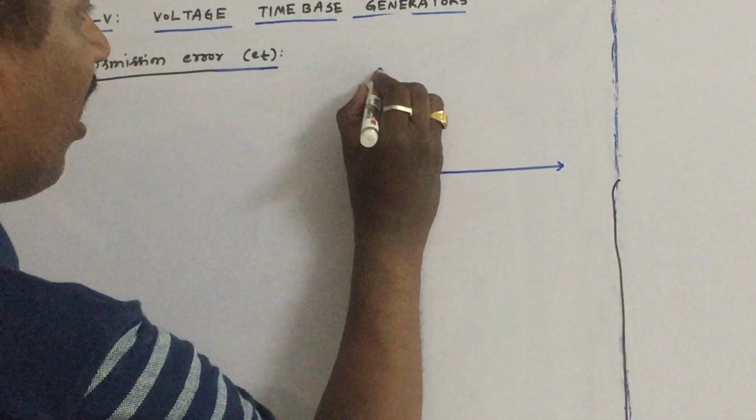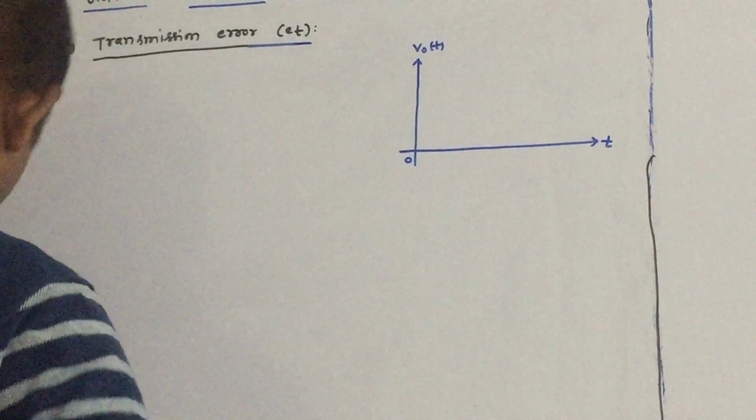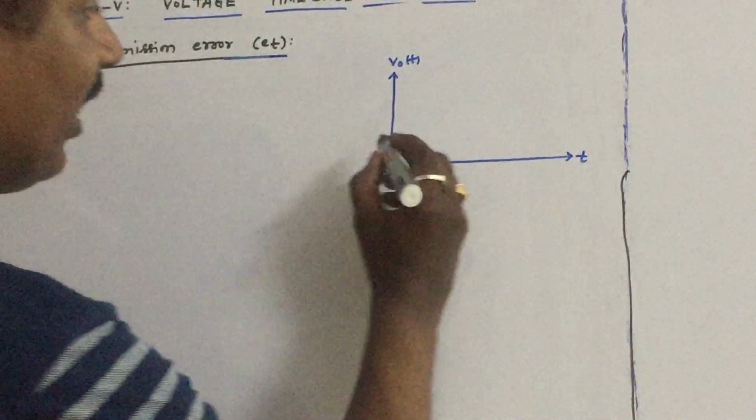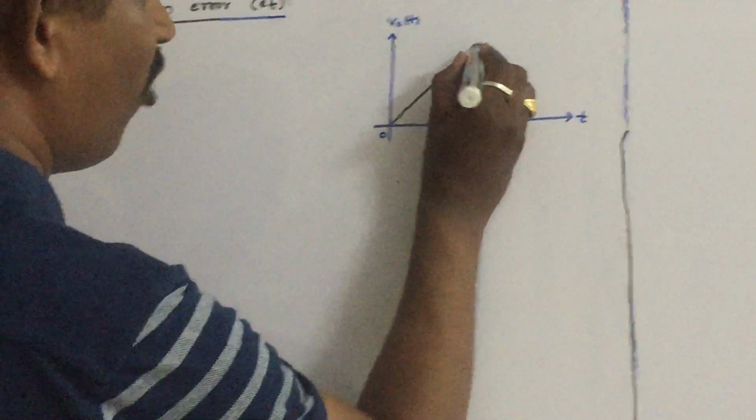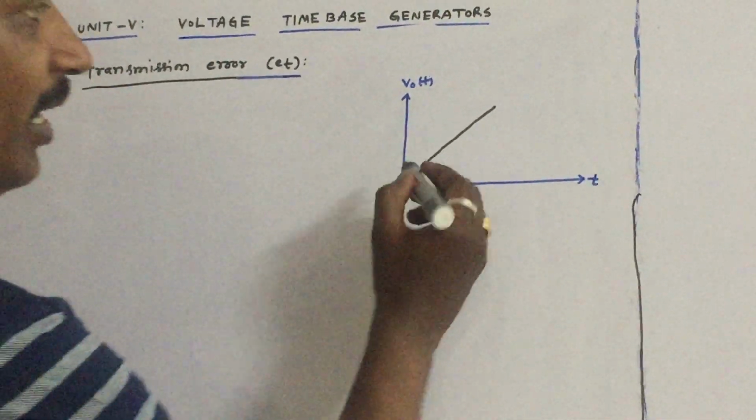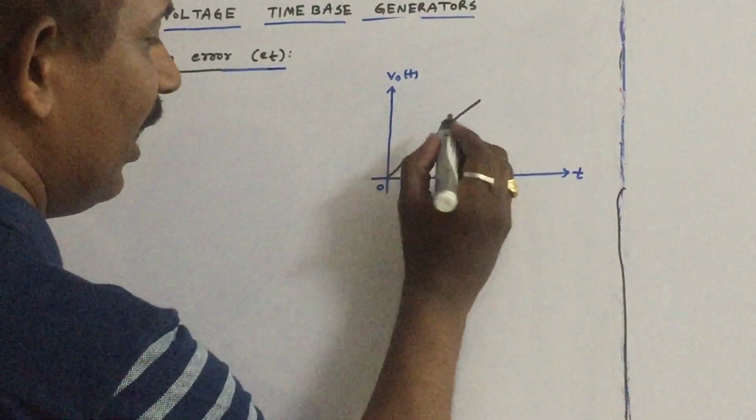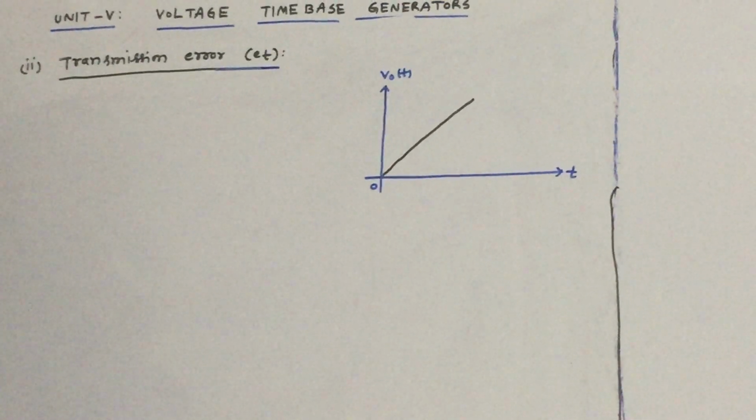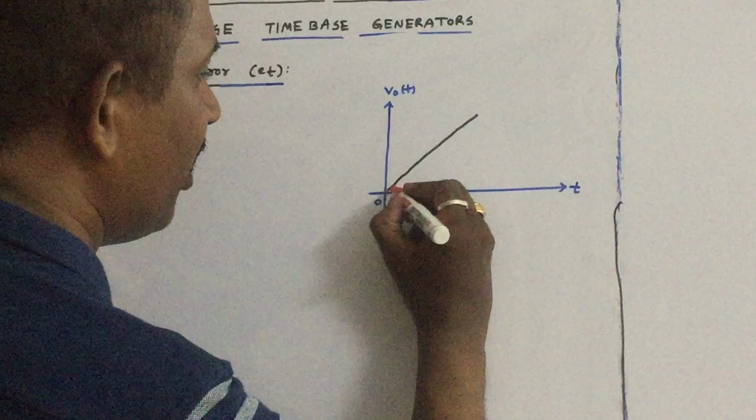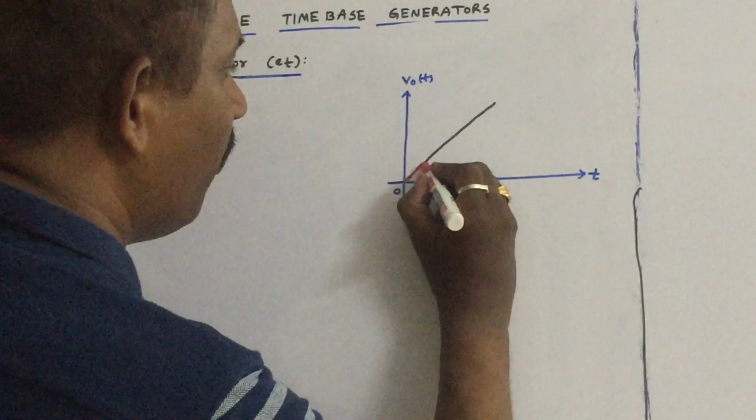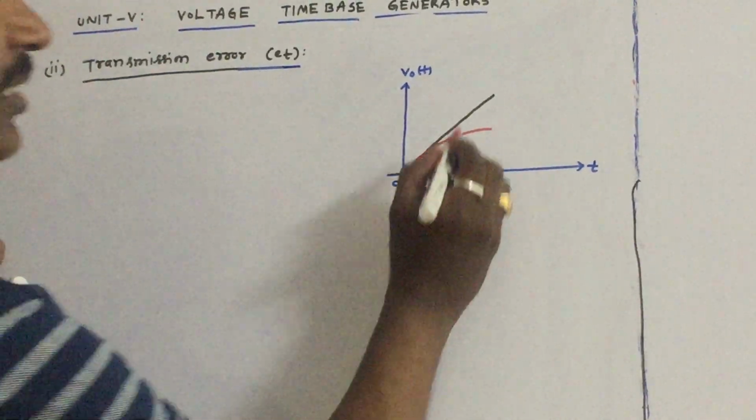Let us say this is the output voltage graph versus T. So what do we generally require? We generally require a linear ramp, a linear output voltage from the circuit. But what is the actual output we get? Because we are charging the capacitor exponentially, the output graph will come like this.